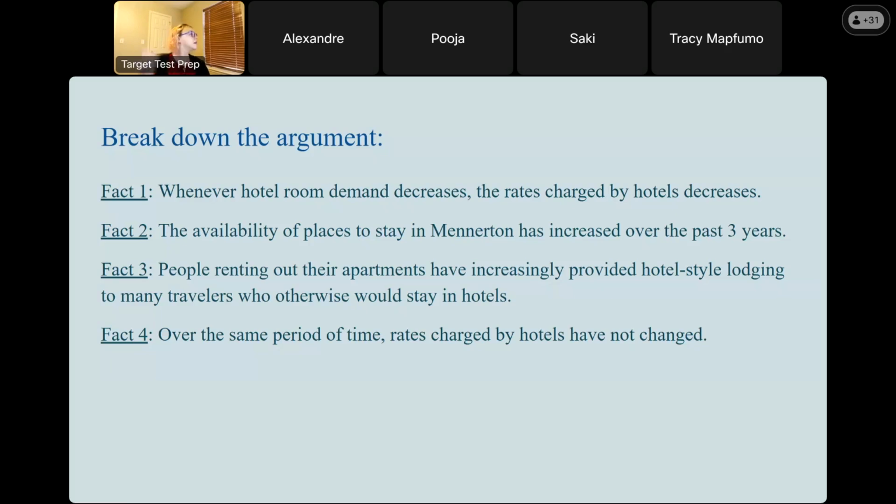Fact 2, the availability of places to stay in Minnerton has increased over the past 3 years. Fact 3, people renting out their apartments have increasingly provided hotel-style lodging to many travelers who otherwise would stay in hotels. This is kind of what I was talking about. They are trying to be very clear about how this is a fair substitution, that people see it as a substitution. So that is not a point of contention for the argument. And fact 4, over the same period of time, rates charged by hotels have not changed. Let's look at answers.